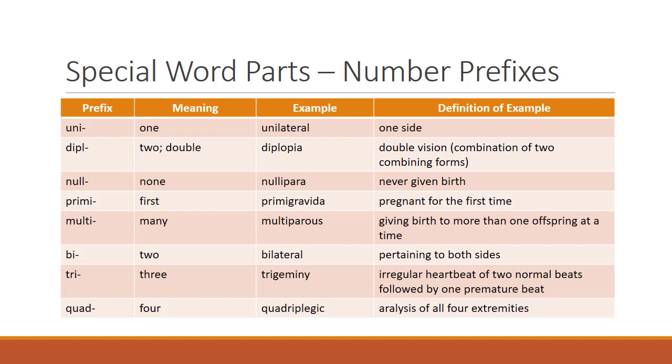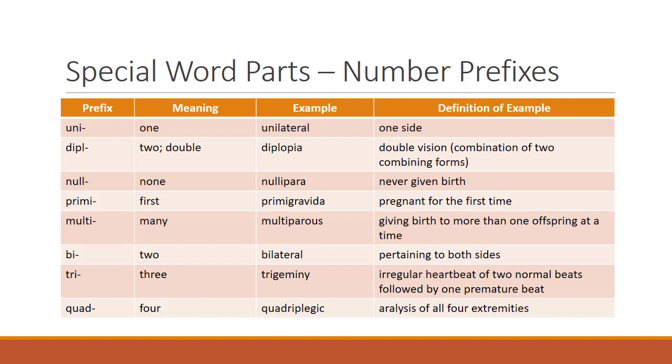Okay, so number 2 there, the second word is D-I-P-L, which means two or double. An example of that would be diplopia, which means double vision. So it's a combination of two combining forms. So you have the DIPL and the OPIA, which are both combining forms, which combine to make double vision.